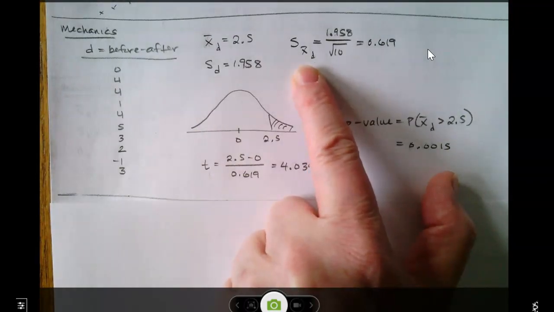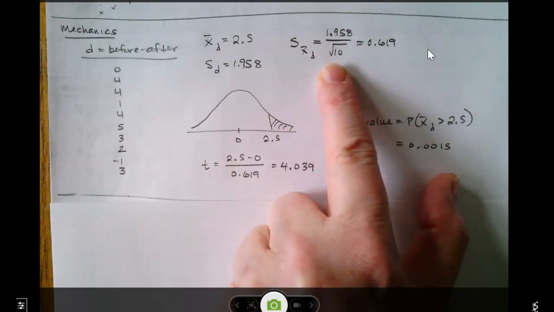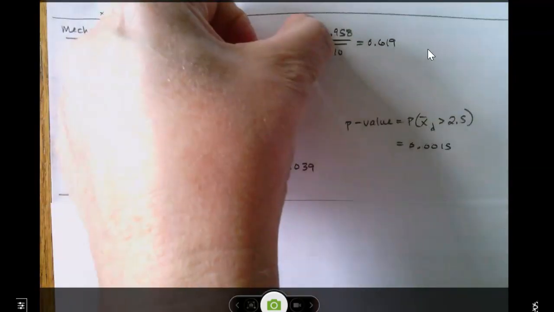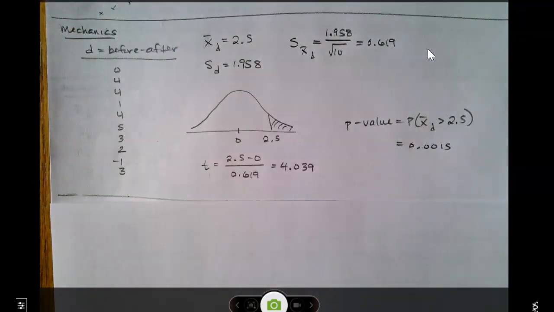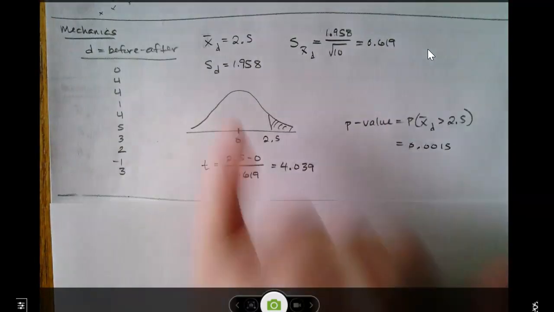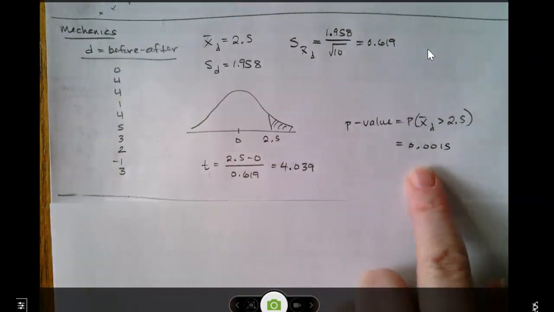So we need the standard deviation of this distribution, which is the standard deviation for all x bars, which is going to be the sample standard deviation over the square root of the sample size. The fact that we are using the sample standard deviation in place of sigma in this formula is what is causing us to use a t-distribution rather than a normal distribution. So for a procedure that deals with means, you're always going to use a t-distribution rather than a normal distribution. So this gets us the standard deviation for this distribution. Then we can go ahead and calculate t, and then we can go ahead and calculate our p-value.